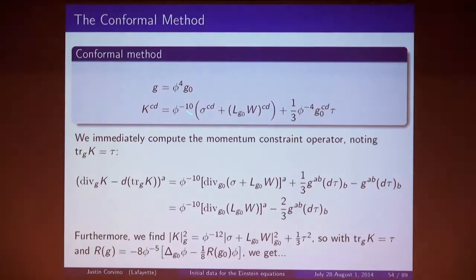That's the divergence of the first part. The divergence of the second part, well, the divergence of g is just going to be 0. So you have the divergence, and then you have the tau. That's going to give you a derivative of tau. So that's where this part comes from. Then d of the trace, well, the trace of k is just tau. That gives you another d tau.